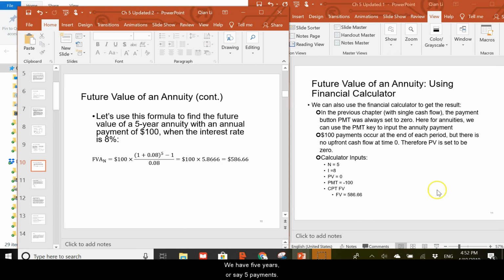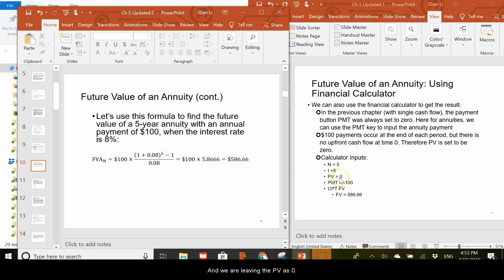Let's see. We have 5 years, or say 5 payments. Interest rate is 8% per year, so I/Y is 8. Payment is $100. Now you see here we use payments. Back in chapter 4, all the payments we used were 0, but here, because we have annuities, we're using payments of $100. So with payment of 100 and N as 5, we are telling the calculator this is an annuity of 5 payments, each payment being $100.